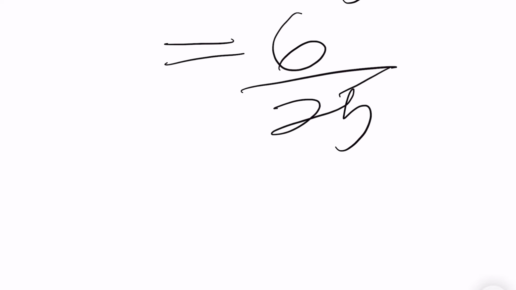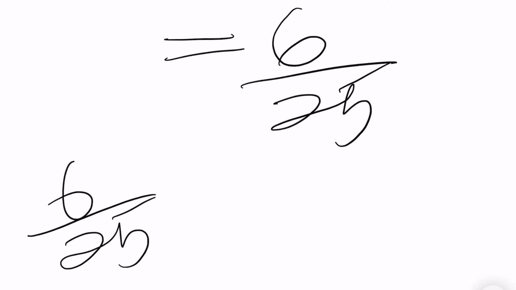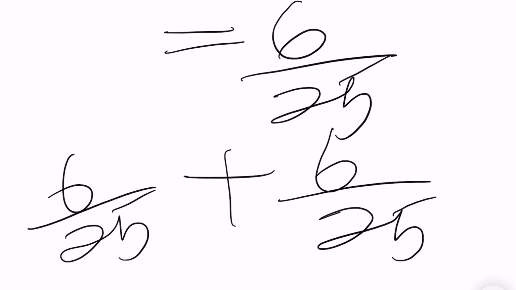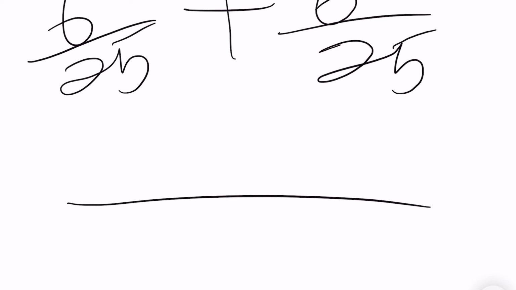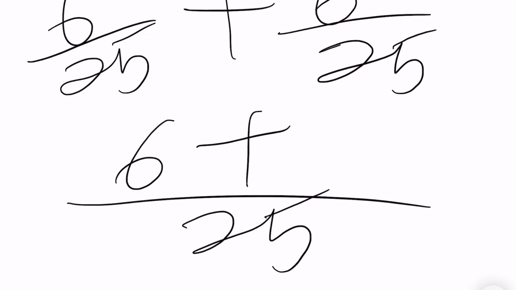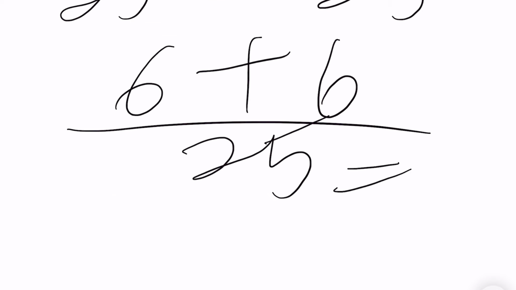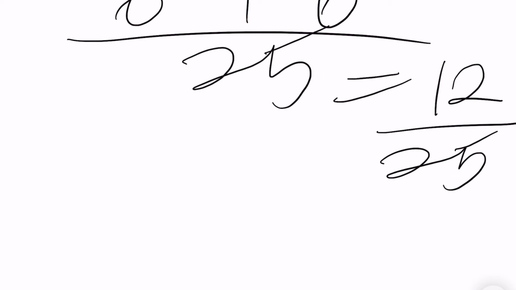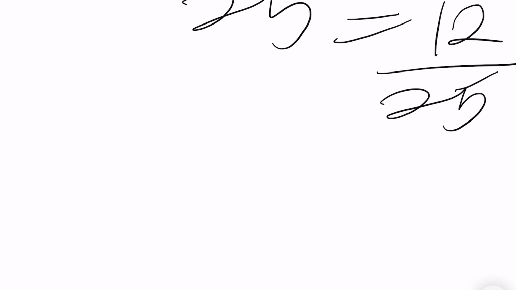So we can easily do it as 6 over 25 plus 6 over 25. So 6 plus 6 will now be 12 over 25. So we have it to be 12 over 25.